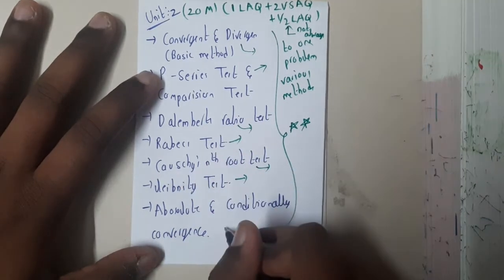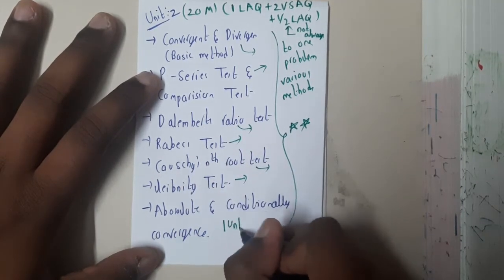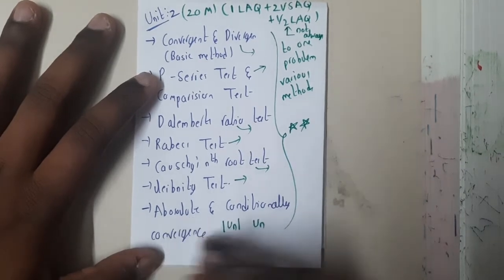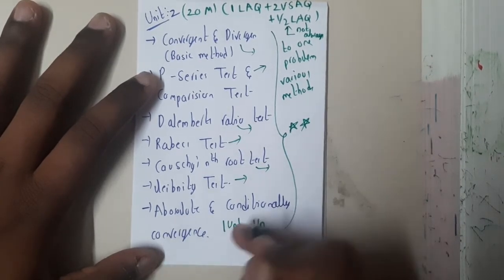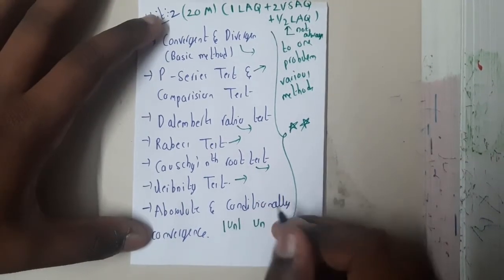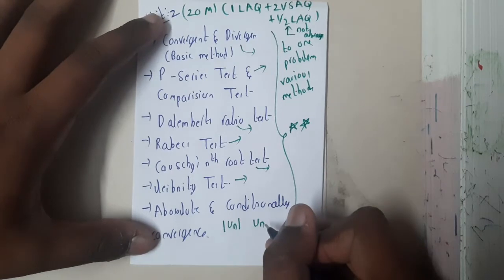And if any time you got u of n and mod u of n both convergent, it is absolute. If this is convergent and this is divergent, then it is conditional, guys. So basically from this unit you need to have a clear idea on which method to use, guys.